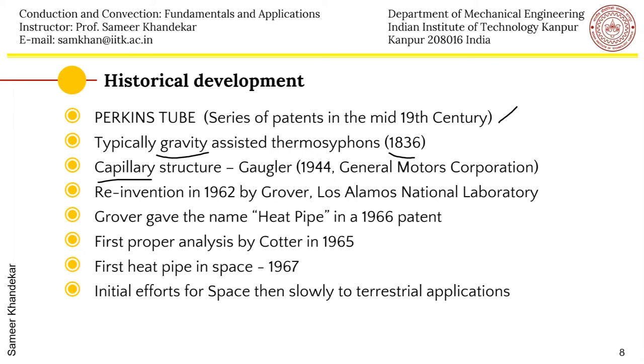And in the Los Alamos National Laboratory, it was sort of reinvented in 1962 by Grover. And then, of course, later on, it was understood that before Grover, GM already had this type of a development internally in 1944. Grover gave the name heat pipes in a 1966 patent, and the first paper of a proper analysis was done in 1965 by Cotter.